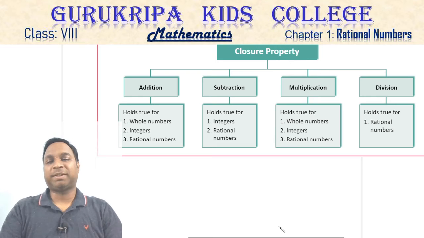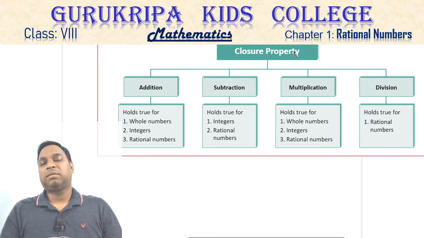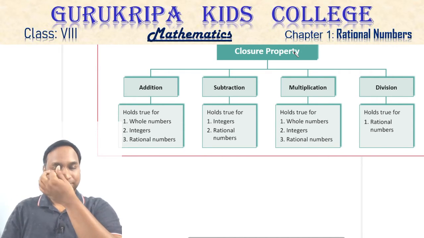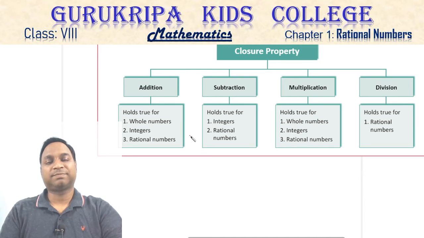What does the closure property mean? Closure property means if we add two numbers, let's say two whole numbers, the result will be a whole number or not. This is the chart which describes everything. It says closure property for addition holds true for whole numbers, integers and rational numbers. So this closure property for addition holds true for all types of numbers.